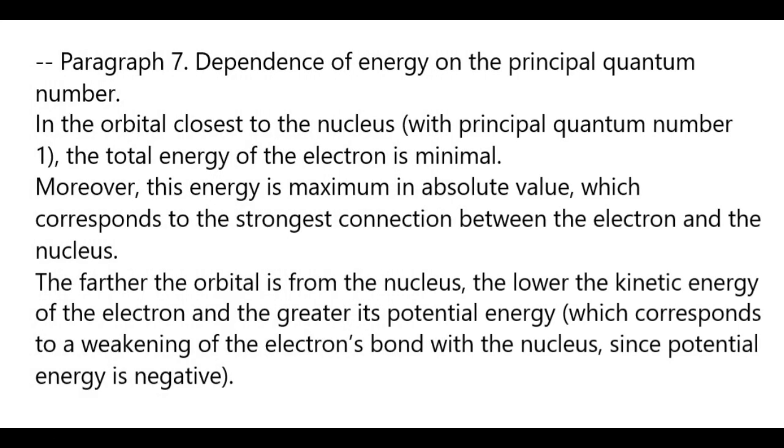Paragraph 7. Dependence of energy on the principal quantum number. In the orbital closest to the nucleus, with principal quantum number 1, the total energy of the electron is minimal. Moreover, this energy is maximum in absolute value, which corresponds to the strongest connection between the electron and the nucleus. The farther the orbital is from the nucleus, the lower the kinetic energy of the electron and the greater its potential energy, which corresponds to a weakening of the electron's bond with the nucleus since potential energy is negative.